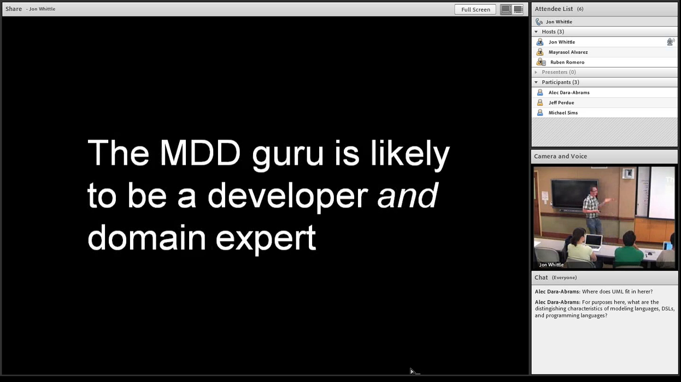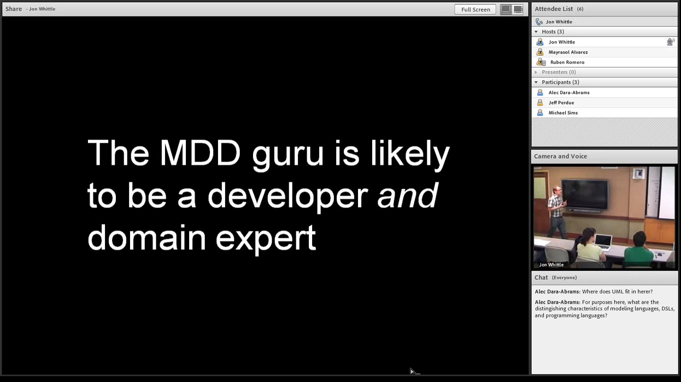We've talked about the code guru. Well, what does the MDD guru look like? It seems to be the case that the MDD guru has to have two things. They have to be both a developer and a domain expert. So, if you're developing a domain-specific modeling language for a particular domain, you need to both understand your domain, but you also need to understand how to write code generators that produce optimized code and so forth.